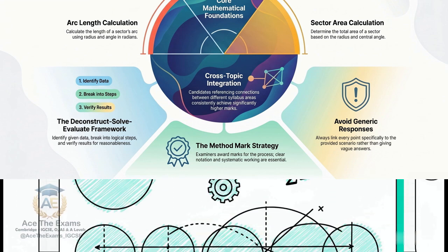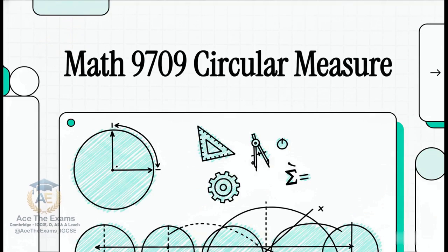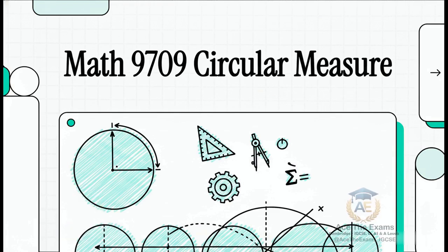Take a seat. I'm stepping in as your managing director today for a C-suite grade proposal audit. We are diving into an absolutely critical asset within your Cambridge AS and A-level Mathematics 9709 portfolio, and that is circular measure. Now look, mastering radians, arc length, and sector area is not just about scraping by or passing a test. It is about aggressively securing those top-band, premium marks from the toughest examiners out there.